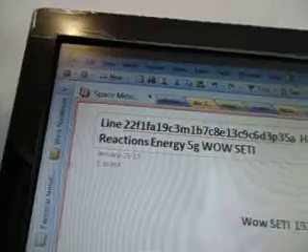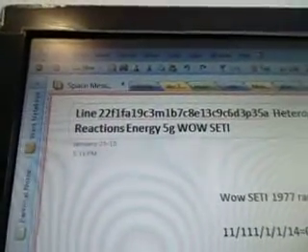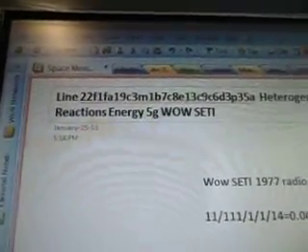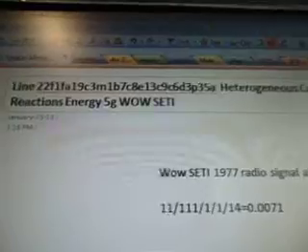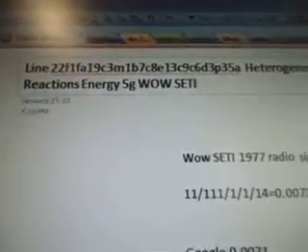So we're on to another section now. Line 22f1fa19c3m1b7c8e13c9c6d3p35a. Heterogeneous catalysis reactions energy 5G Wow Seti.